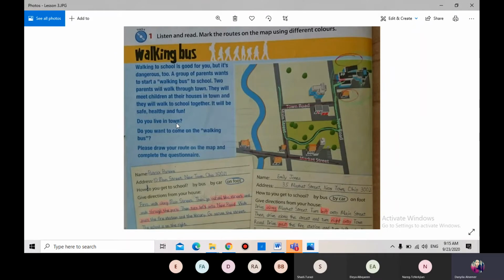Do you live in town? Do you want to come on the walking bus? Please draw your route on the map and complete the questionnaire. So these are the questionnaires of the directions. Directions in a questionnaire.